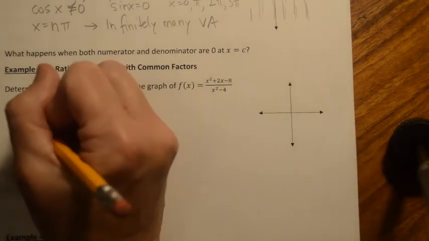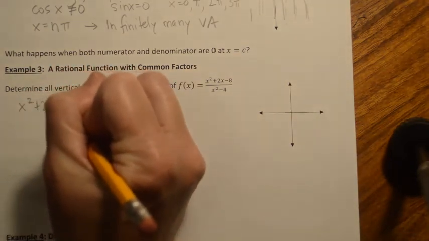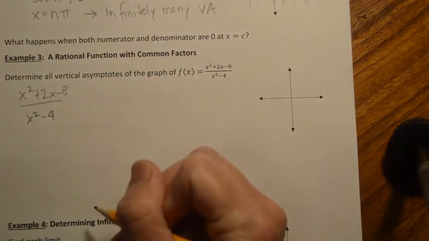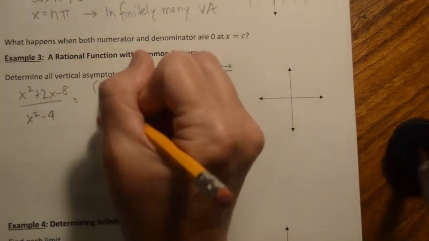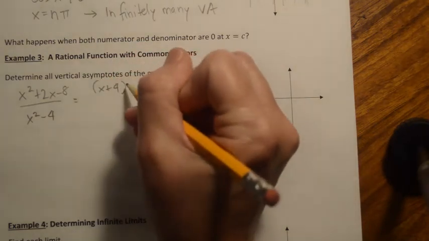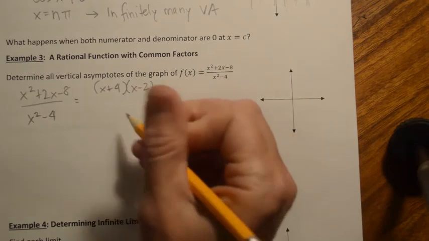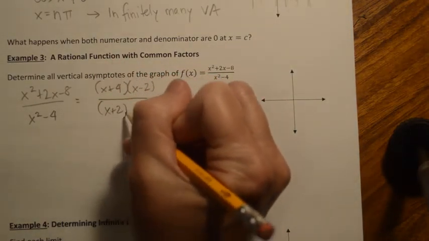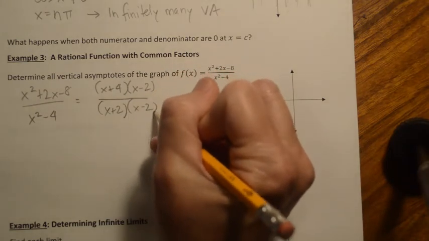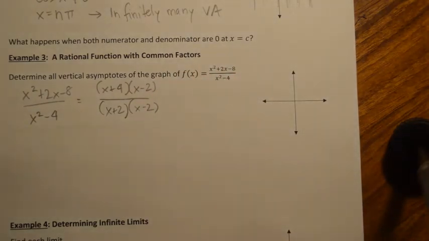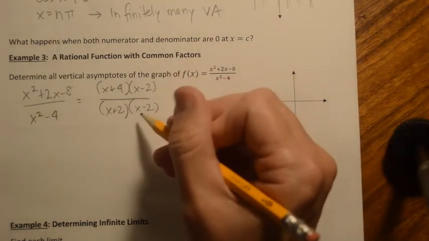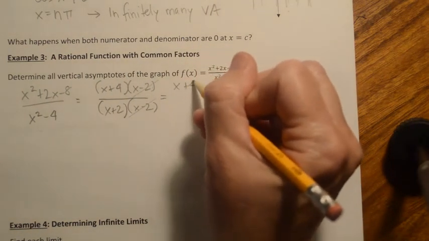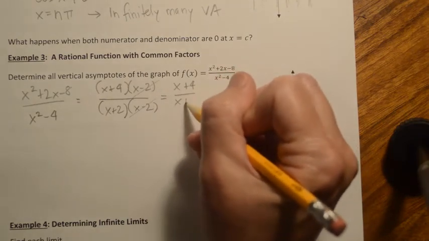So let's factor this. We've got x squared plus 2x minus 8 over x squared minus 4. This factors into x plus 4 times x minus 2. This factors into x plus 2, x minus 2. All right, note our common factors here, which are going to cancel out. And so we're going to get x plus 4 over x plus 2.